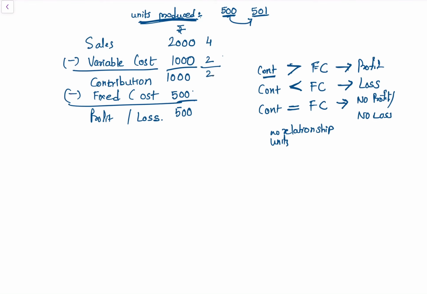This is also 2. Fixed cost never has any relationship with the units produced, so the amount will remain constant. We never calculate its cost per unit; we'll leave it blank. It doesn't mean we can't calculate it, it's just not required because its amount remains constant.